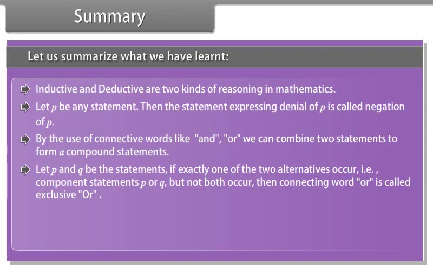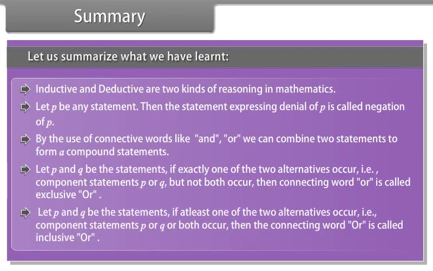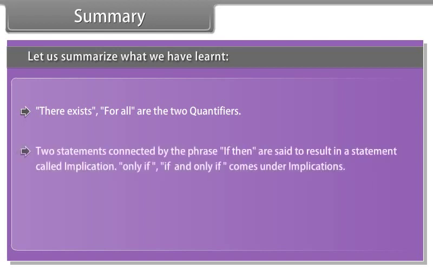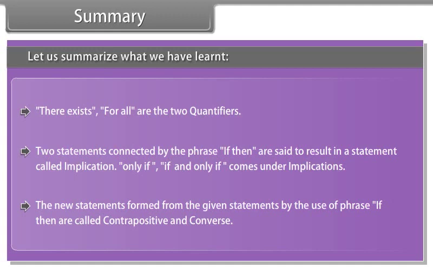then the connecting word or is called exclusive or. Let P and Q be statements. If at least one of the two alternatives occurs, that is, component statements P or Q or both occur, then the connecting word or is called inclusive or. There exists and for all are the two quantifiers. Two statements connected by the phrase if-then are said to result in a statement called implication. Only if and if and only if come under implications. The new statements formed from the given statements by the use of the phrase if-then are called contrapositive and converse.